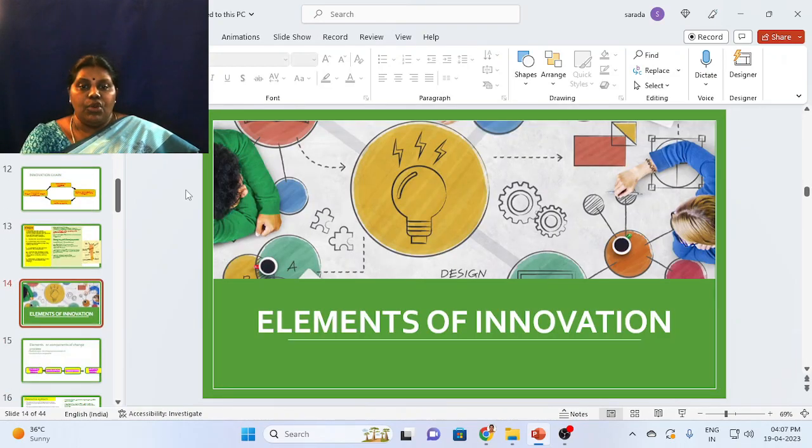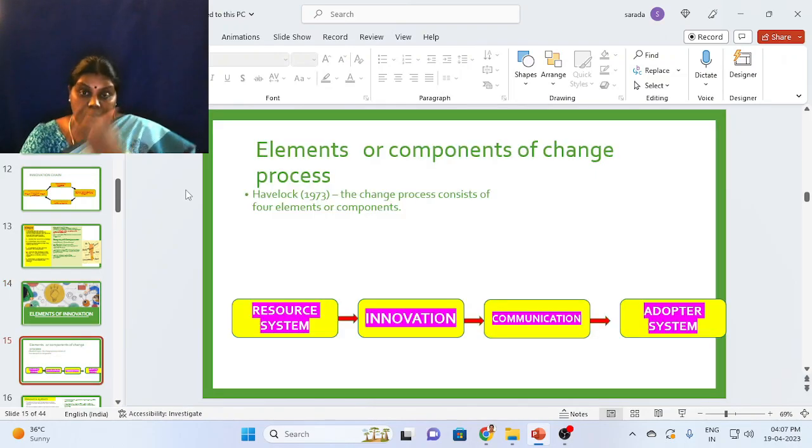Next, we are going to discuss the topic elements of innovation, the elements or components of the change process. Havelock in the year 1973 introduced the elements of innovation, and it consists of four elements, or four components. They are resource system, innovation, communication and the adopter system.